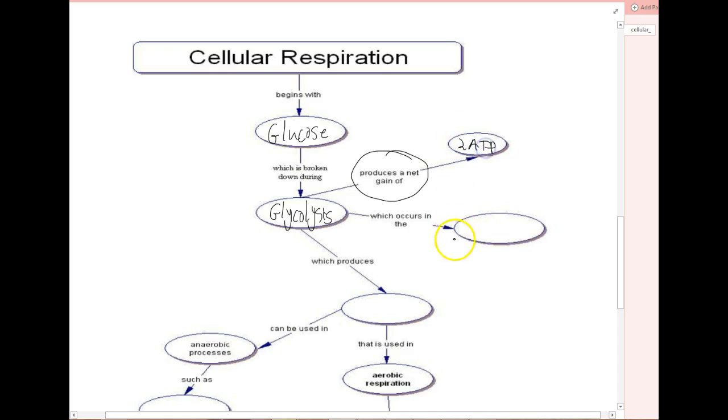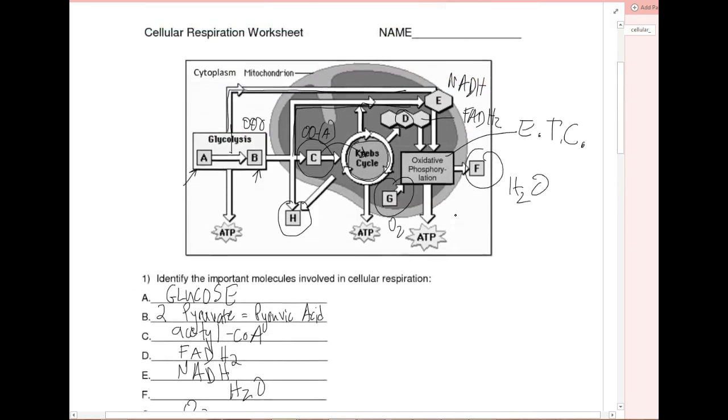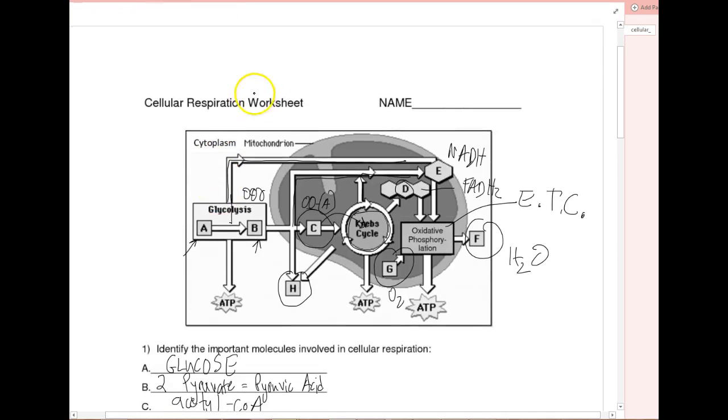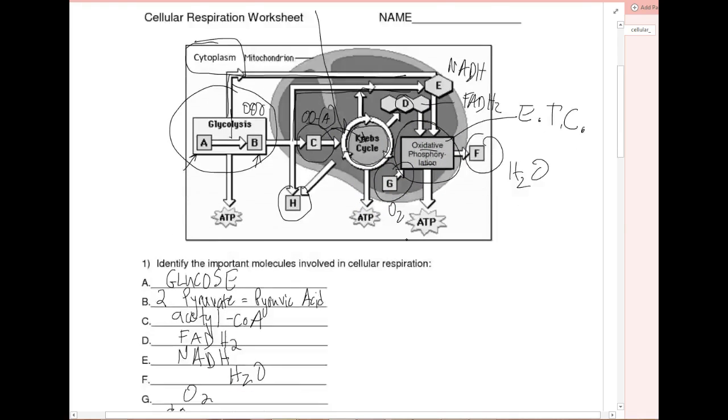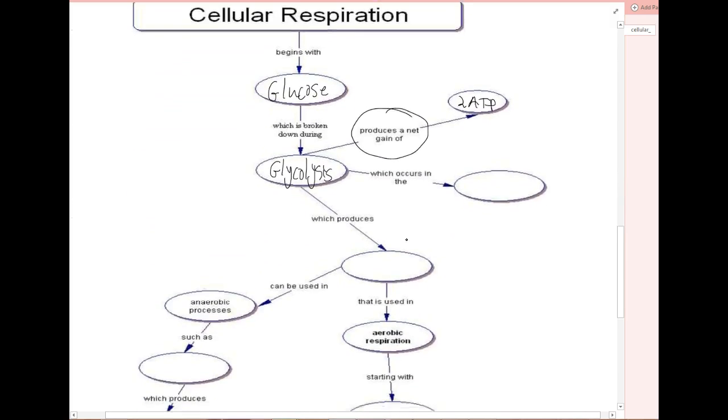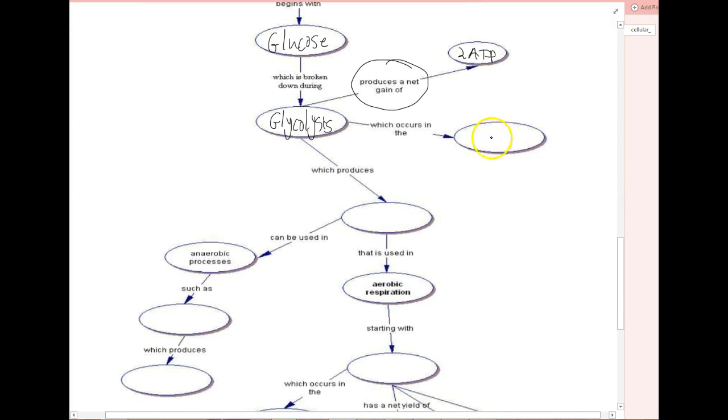Where does this occur? Where does glycolysis occur? Let's look at this, guys. Glycolysis is right here, guys. The Krebs cycle and the electron transport chain, which goes through a process called oxidative phosphorylation, those two occur in the mitochondria. So glycolysis occurs in the cytoplasm.